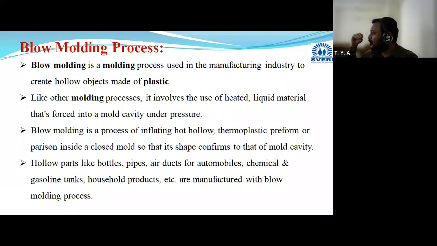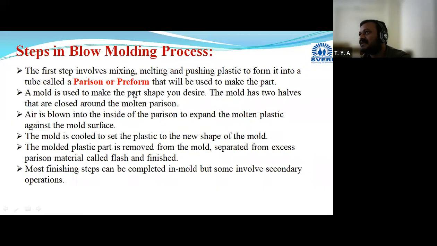What are we going to do? We are blowing the air, like when we blow a balloon. Initially the balloon is very small, with one opening and the other end closed, and through that opening we blow the air and it expands. It's very much similar to that process that we perform in blow molding. I will explain that with the help of the diagram. These are some points you can go through later. The same points are written in this slide.